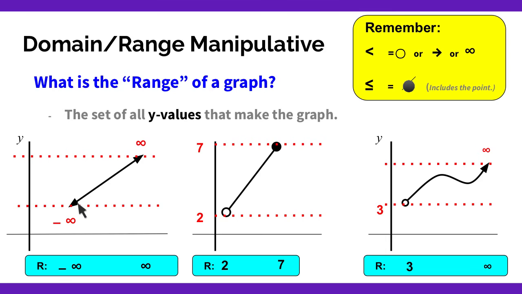So for our range for the first one, we're going from negative infinity to positive infinity. Again, infinities, we're going to use less than symbols. So that first answer will look like this. Negative infinity is less than y is less than positive infinity.